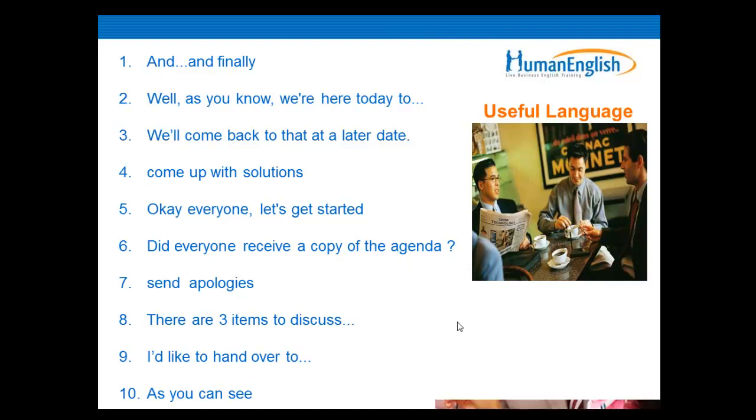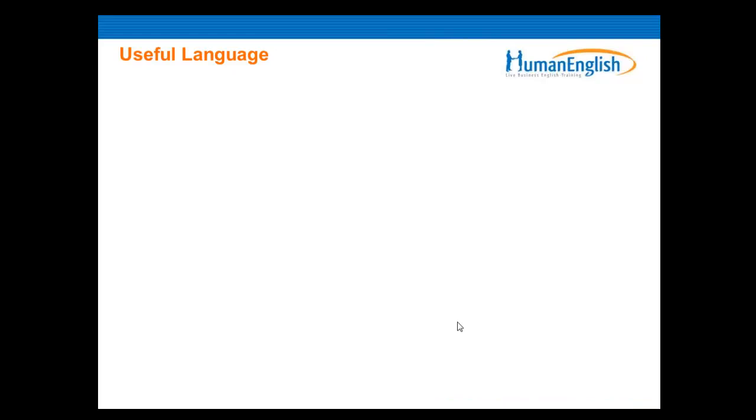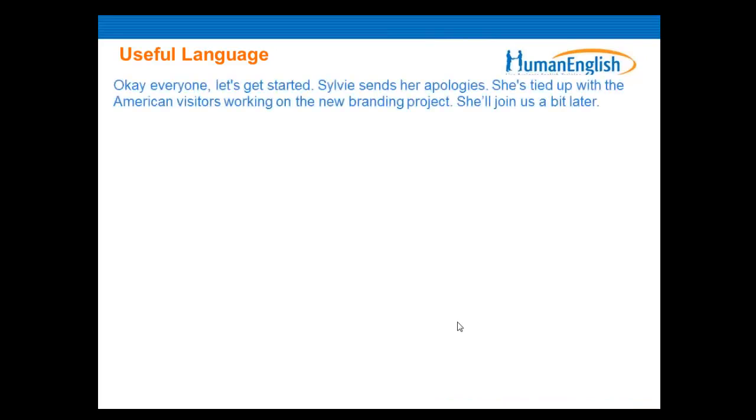Okay, so let's look at the beginning of the meeting now, and we can look at some of these expressions. Okay, everyone, let's get started. Sylvia sends her apologies. She's tied up with the American visitors working on the new branding project. She'll join us a bit later. Okay, tied up with means busy.